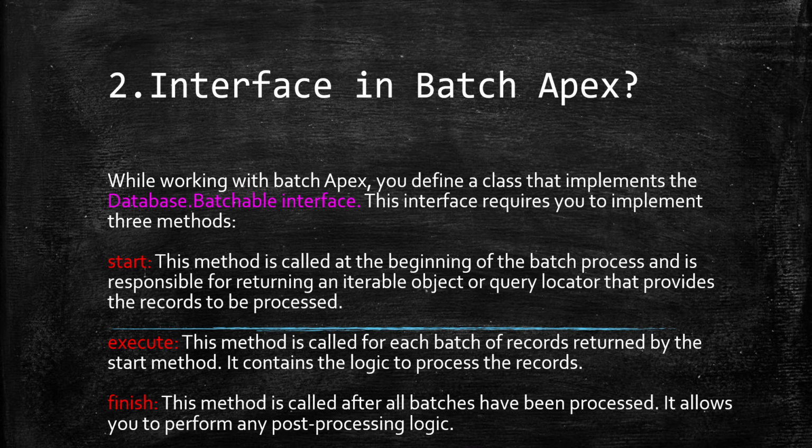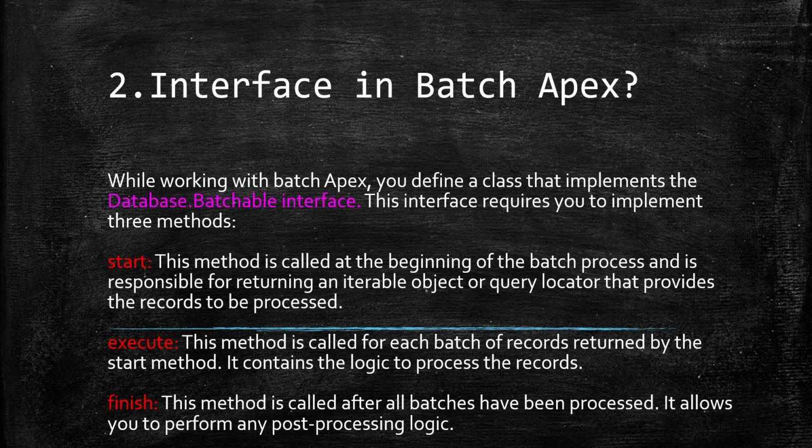So suppose you have to implement a batch apex, you need to implement the Database.Batchable interface in your class. Without implementing the Database.Batchable interface, you cannot define your class as a batch apex. Okay, and what are the methods you use in batch apex? There are three methods, that is start, execute and finish.